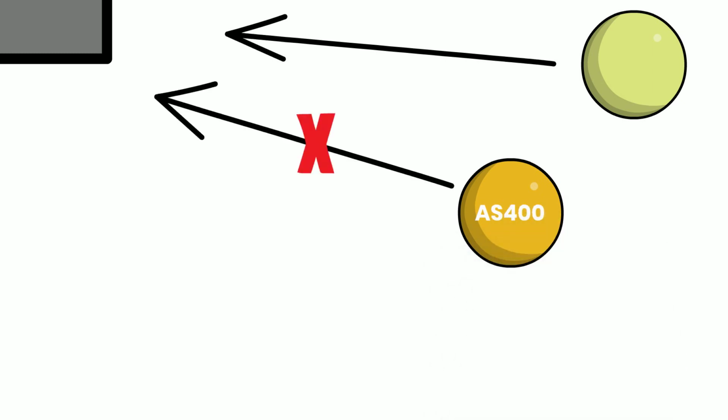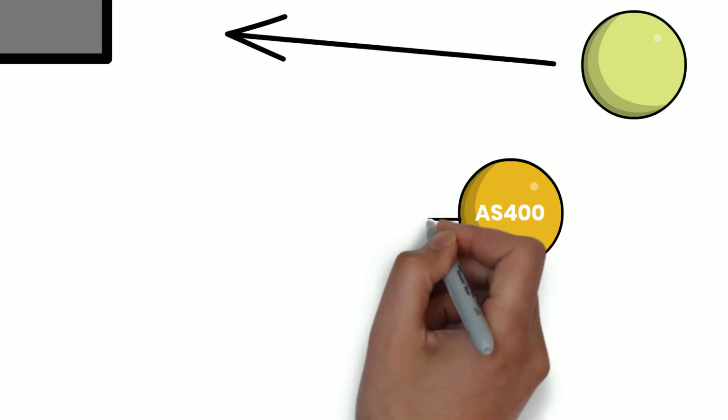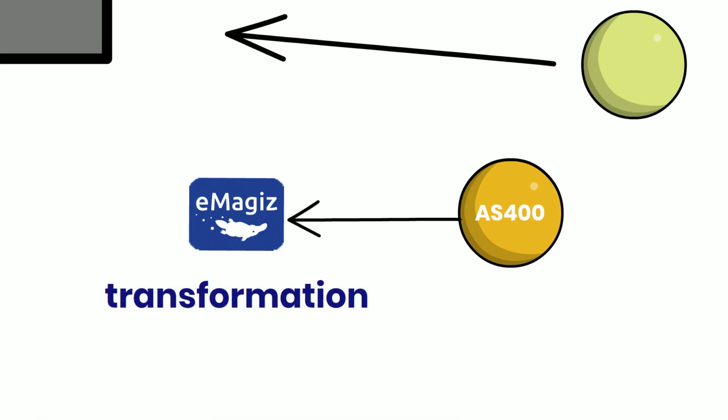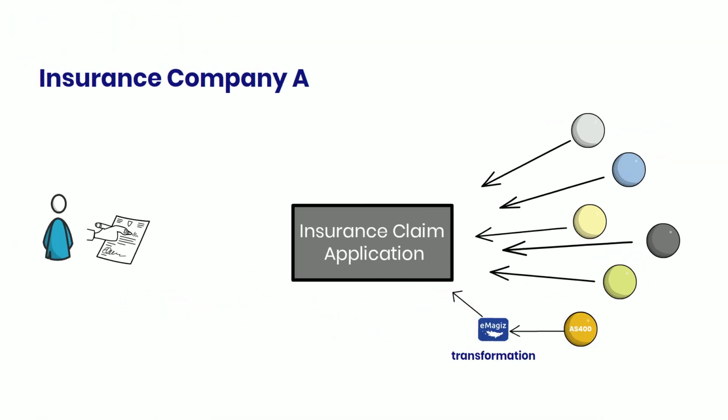The legacy system is unable to offer a web service to provide that data. Furthermore, the data that would be available is in an entirely different format compared to the receiving application. The eMagiz messaging feature can be used to access the data and transform it so that it can be received by the other application. This allows for the insurance claim process to be automated using data from legacy applications.